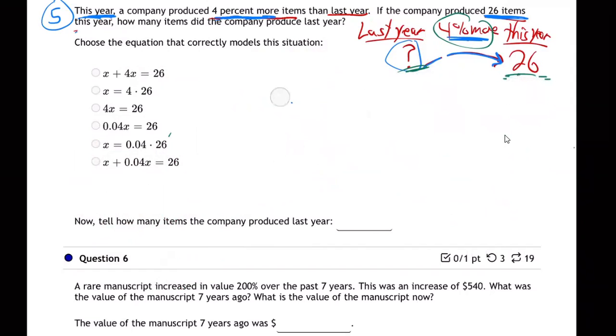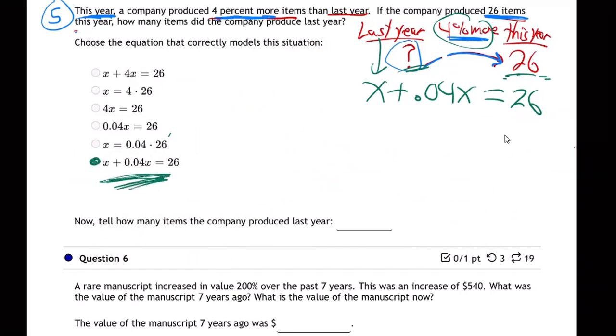Here is the question. We have the last year amount, X, and we need to take 4% of that, don't we? So we've got to take the original X plus 4% of X, and we want that to equal $26. That's our equation. It's right here. And then we got to solve that equation for X. Let me write out a formula to help you with that.